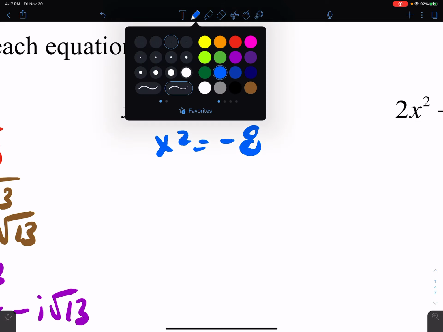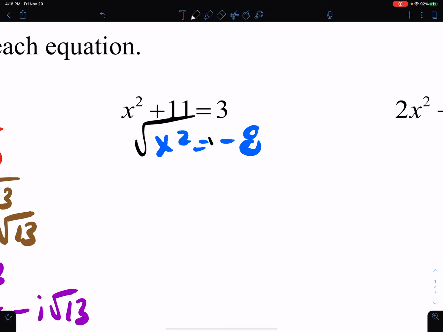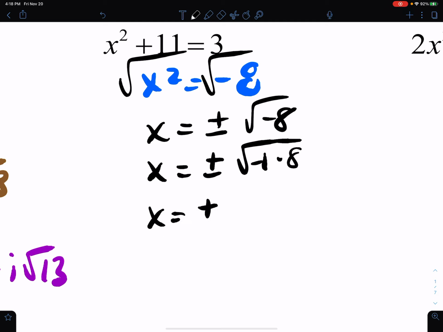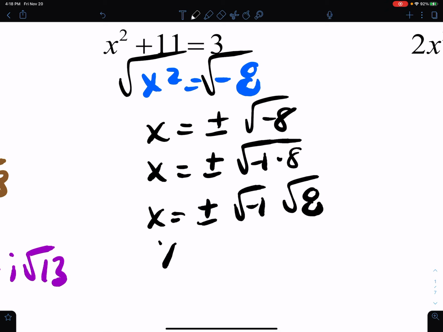And then to undo the square, we would use the square root. And when we square root both sides, we have to introduce a plus or a minus. Now, just like we would have done before, let's separate the negative out of that square root. So we'll rewrite negative 8 as negative 1 times 8, so we can separate them each into their own square roots. And then when we see the square root of negative 1, we replace that with an i.